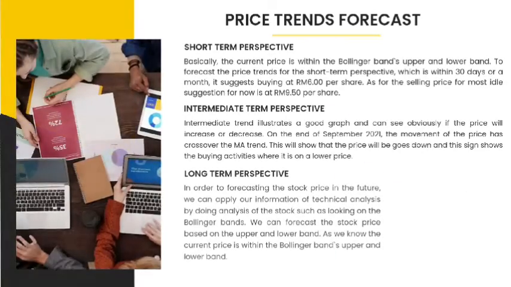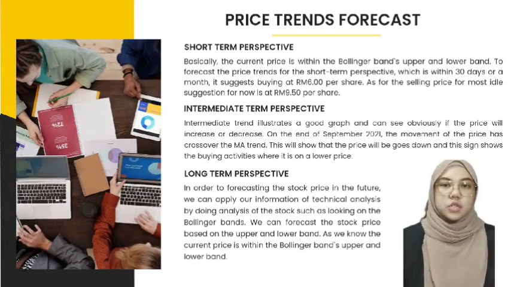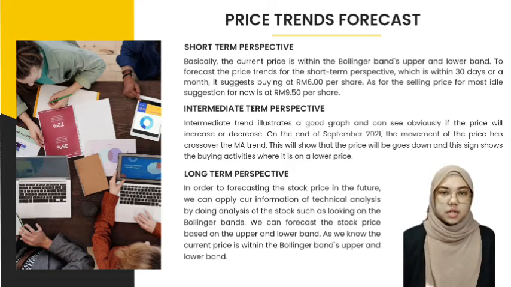Next is the price trends forecast. First is the short-term perspective. Basically, the current price is within the Bollinger Band's upper and lower band. To forecast the price trends for the short-term perspective, which is within 30 days or a month, it suggests buying at 6 ringgit per share. As for the selling price, the most ideal suggestion for now is 9.5 ringgit per share.